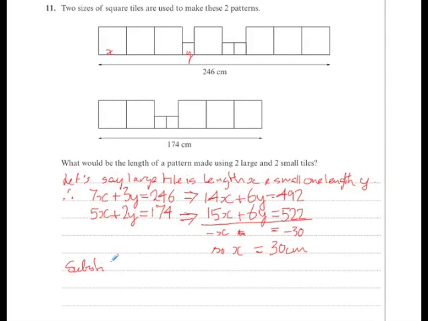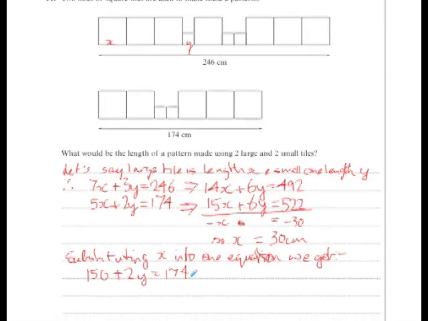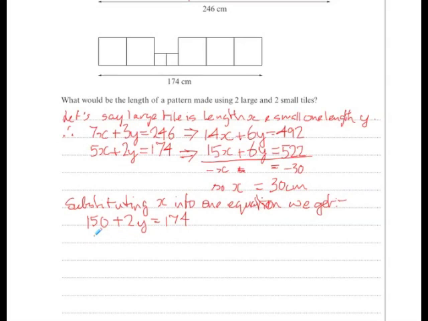Substituting x into one equation, we get 5 times 30 is 150. We're going to substitute it into the second equation, plus 2y equals 174. Taking 150 from both sides, we get 2y equals 24. Therefore y is equal to 12 centimeters.